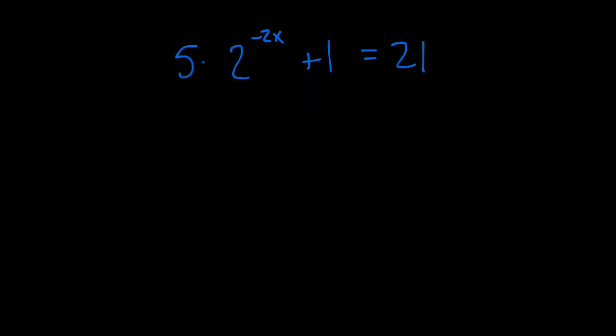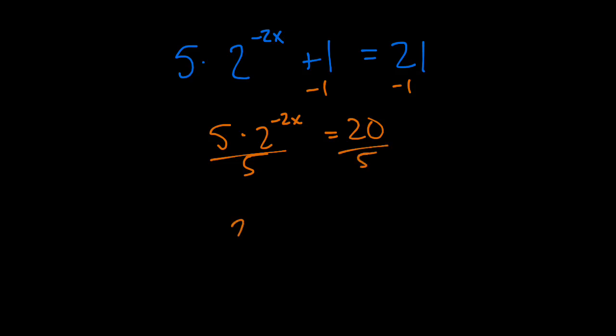Let's throw more things into the equation, make it a little bit more complicated. In these cases, we need to get everything away from our exponential before we can deal with that exponential. That's not really different than when we had equations with an x squared, or when we had square root problems. We wanted to get everything away from that first. So first thing to do is going to be subtract 1. So 5 times 2 to the negative 2x equals 20. Divide by 5. And we get 2 to the negative 2x equals 4.